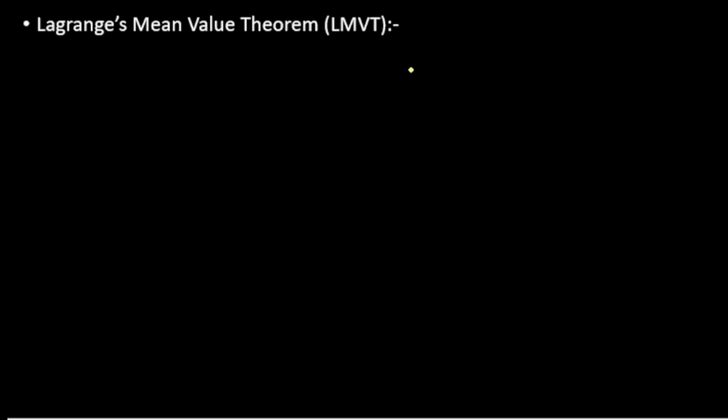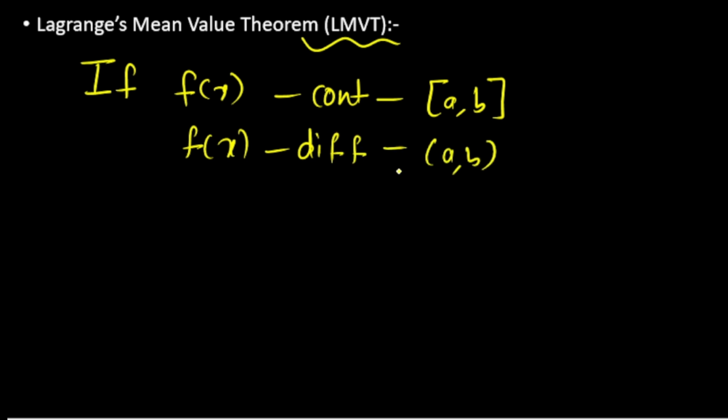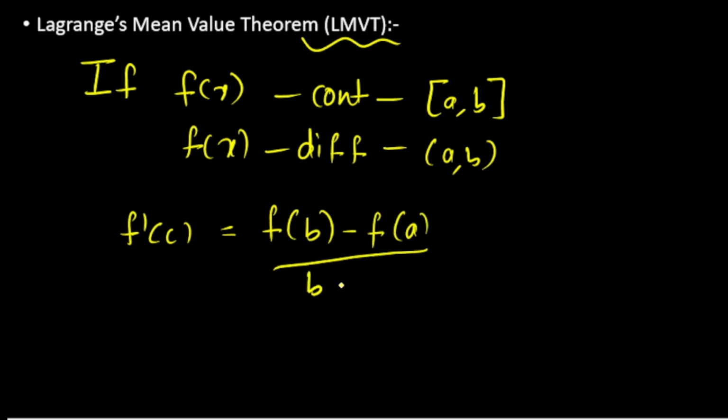Lagrange's mean value theorem, which is LMVT. If the function is continuous on a comma b and the function is differentiable on a comma b, there exists at least one c such that f dash of c is equal to f of b minus f of a divided by b minus a.